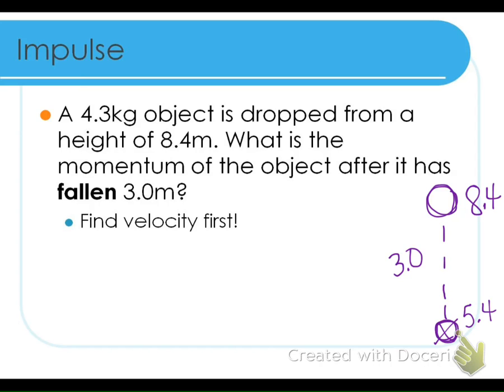So this 8.4 would be like our distance initial, and our 5.4 would be like our distance final. We are given in our problem the mass, and that's it. All we want to solve for is momentum, but we don't have the velocity to do that. We have to figure out a way to solve for velocity first. So take a look at your kinematics equations.